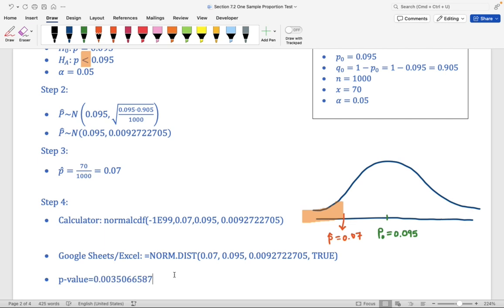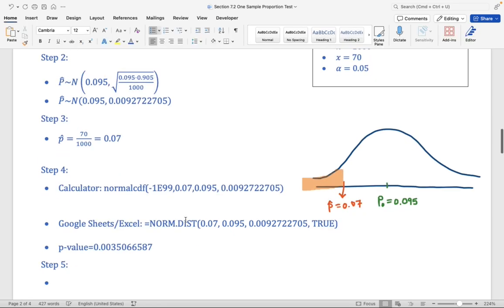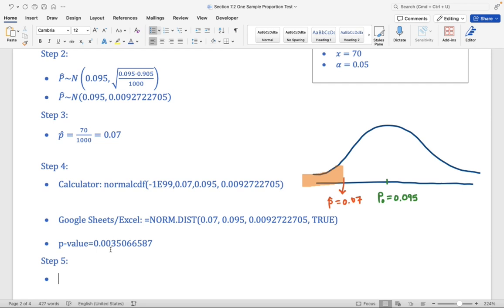I'm going to use the p-value that I got on Google Sheets. Again, it doesn't matter which one you use. I noticed that I always use the value that we get on the calculator, so that's why this time I'm deciding to use the value that we're getting on Google Sheets. Now that we have the p-value, we're ready to make a decision.